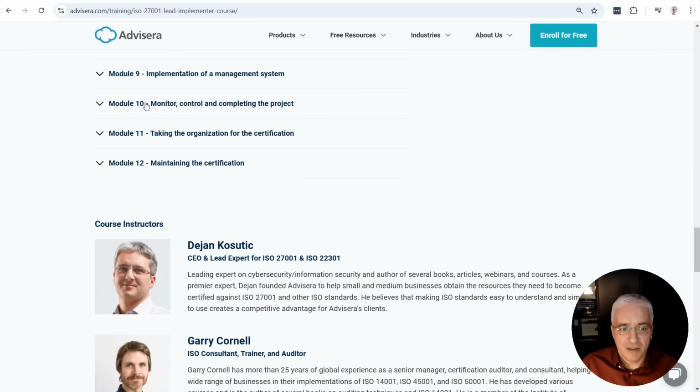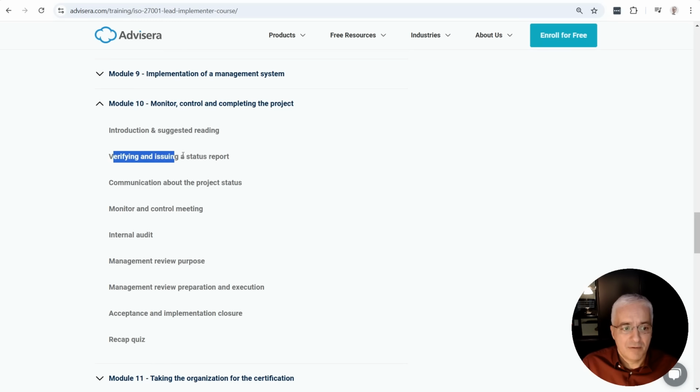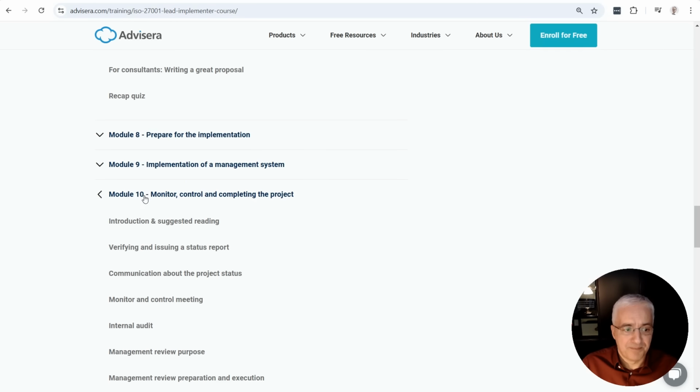Monitoring, control, and completing the project, verifying, issuing status reports, communication about the project status, monitoring and control meetings, internal audit. This is more in the context of what is the purpose of internal audit in the whole project rather than explaining the internal audit techniques. What is the purpose of the management review, preparation, execution, and acceptance and implementation closure.